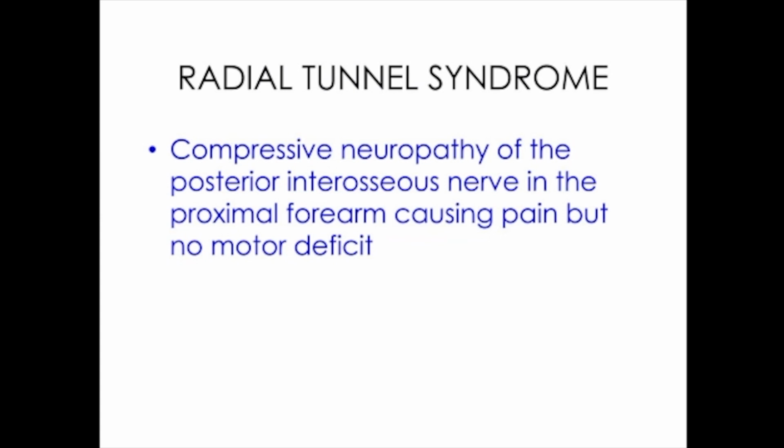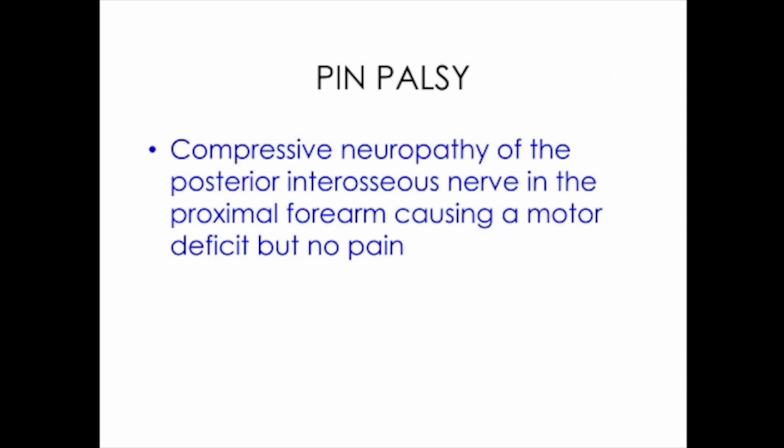So radial tunnel syndrome is a compressive neuropathy of the posterior interosseous nerve in the proximal forearm, causing pain but no motor deficit. Interestingly, though, the posterior interosseous nerve palsy is a compressive neuropathy of the posterior interosseous nerve in the proximal forearm, causing a motor deficit but no pain. So the same nerve is compressed in two different syndromes.